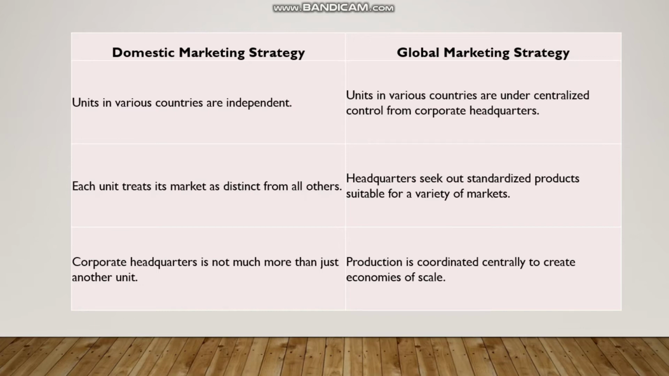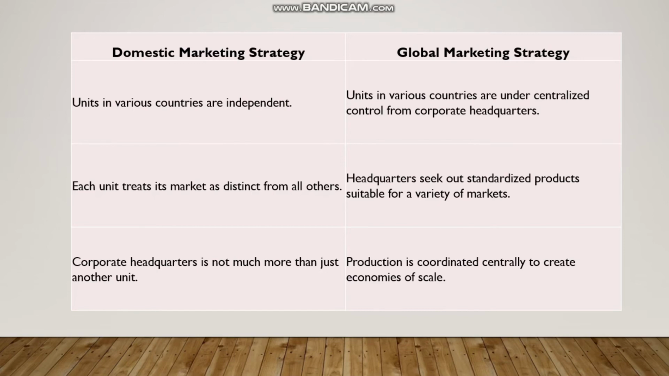Under domestic marketing strategy, units in various countries are independent. However, in global marketing, the units in various countries are under centralized control from the corporate headquarters. Under domestic marketing, each unit treats its market as distinct from all others. In comparison, under global marketing, headquarters seek out standardized products suitable for a variety of markets. Lastly, under the domestic marketing strategy, corporate headquarters is not much more than just another unit, while in the global marketing strategy, production is coordinated centrally to create economies of scale.